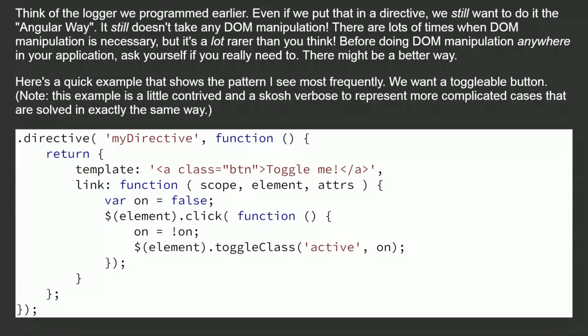Here's a quick example that shows the pattern I see most frequently. We want a toggleable button. Note, this example is a little contrived and a skosh verbose to represent more complicated cases that are solved in exactly the same way.